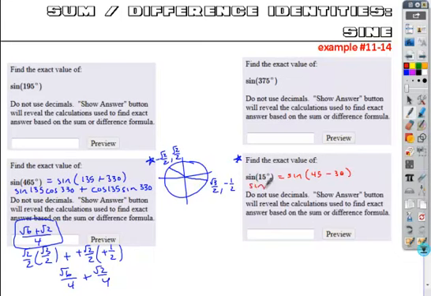So when I set this up, it's now the difference identity for sine, or the difference formula. So I take the sine of my first angle times the cosine of the second, same sign, minus. Switch the trig ratios, so cosine first times the sine of the second. And when I look on my unit circle here, 30 degrees, I get root 3 over 2 and 1/2. And then 45 degrees, I get root 2 over 2, root 2 over 2. And I can plug those in.